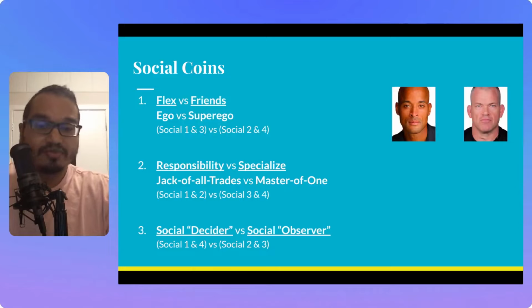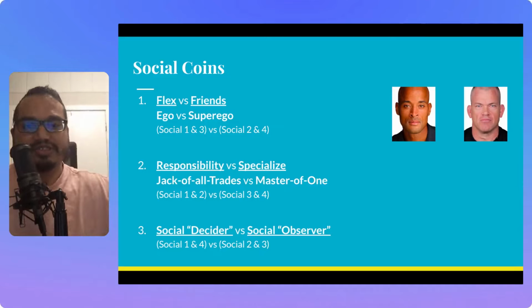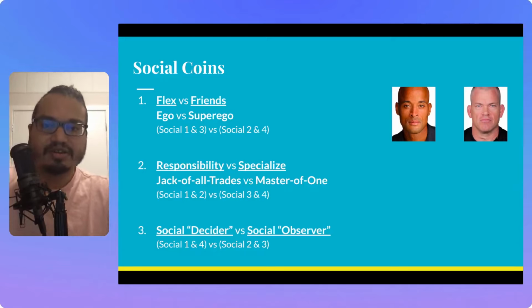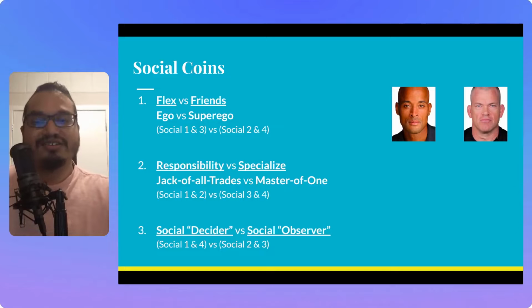Starting off with our Navy SEAL buddies, David Goggins and Jocko Willink. On the left, we have the flexor, David Goggins. Even though he's in the Navy SEALs, which is known for team operations, he more goes off on his own, does his own thing, puts the burden on himself. Who's going to carry the boats? I'm going to carry the boats.